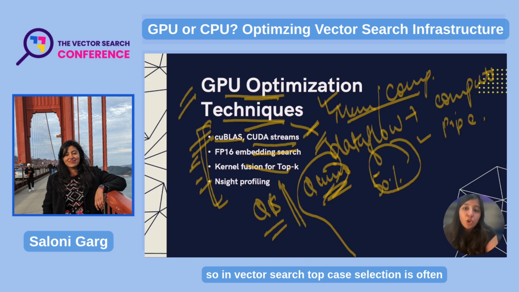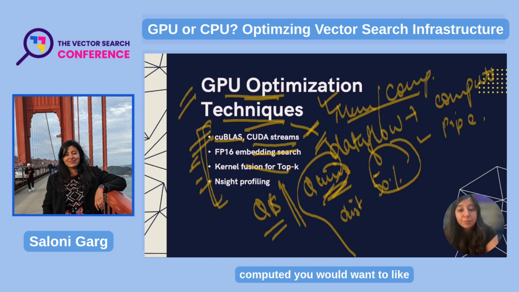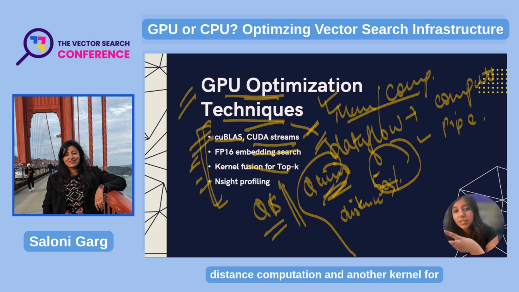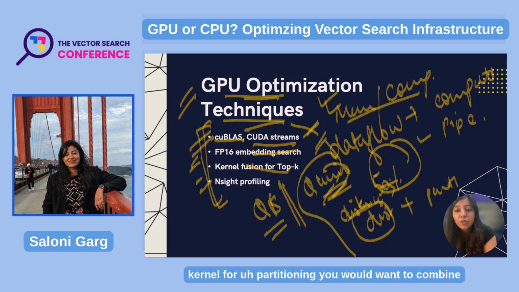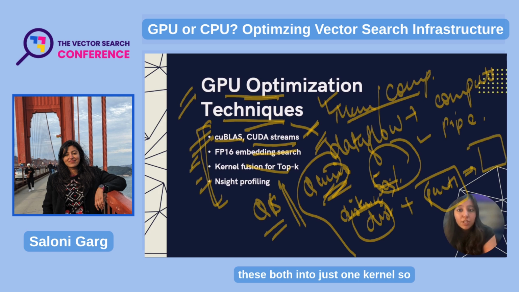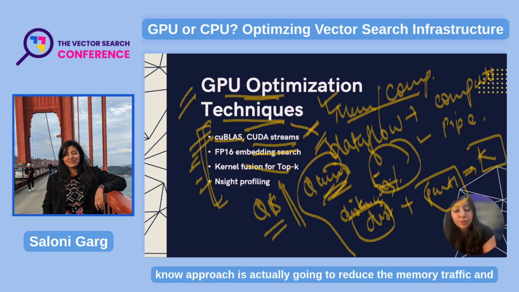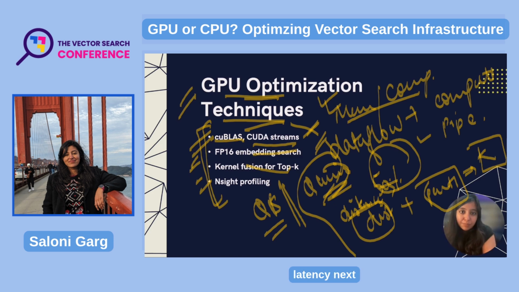In vector search, top k selection is often the bottleneck for distance metrics. Once you have the distance metrics computed, you would normally run a separate kernel for distance computation and another kernel for partitioning. So instead of running these two kernels, one for distance calculation and one for partitioning, you would want to combine both into just one kernel. This approach is going to reduce the memory traffic and latency.